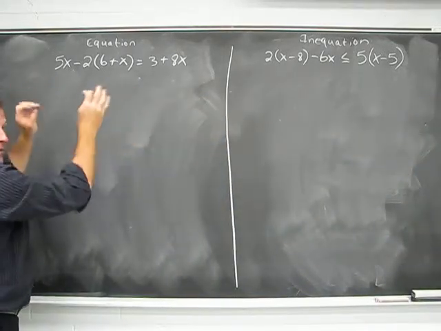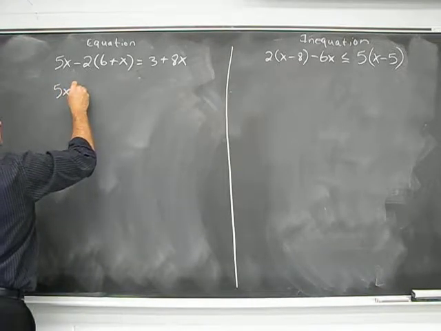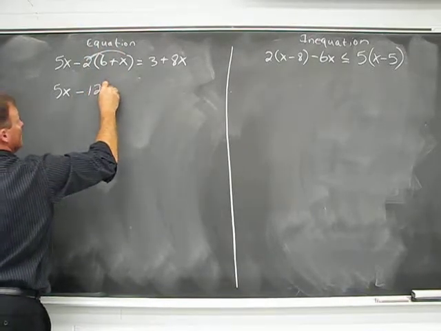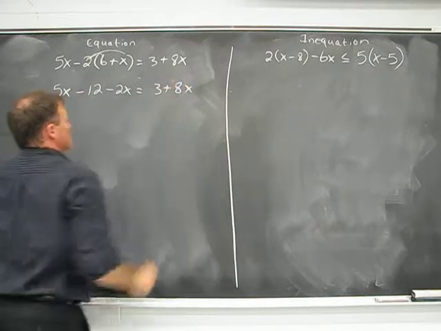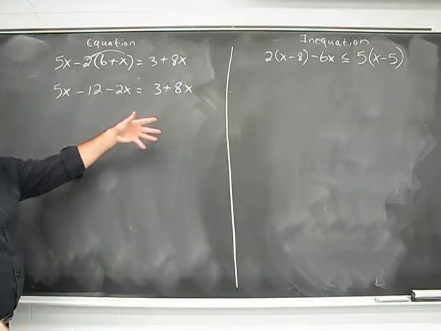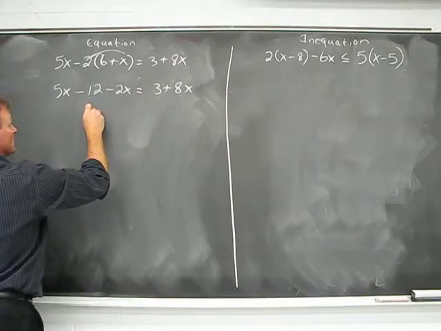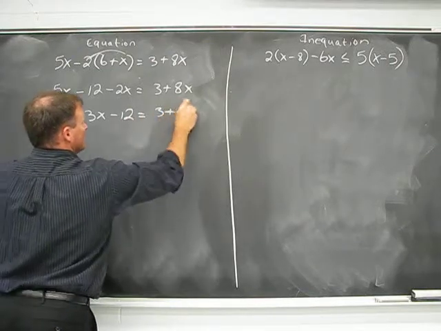Expand everything out, get 1x at the very bottom. So I'm going to multiply the negative 2 into the bracket, both terms, negative 12 minus 2x. The right side, nothing changes. Expand, now I'm going to collect the like terms. On the left, 5x minus 2x. On the right, 3 plus 8x.